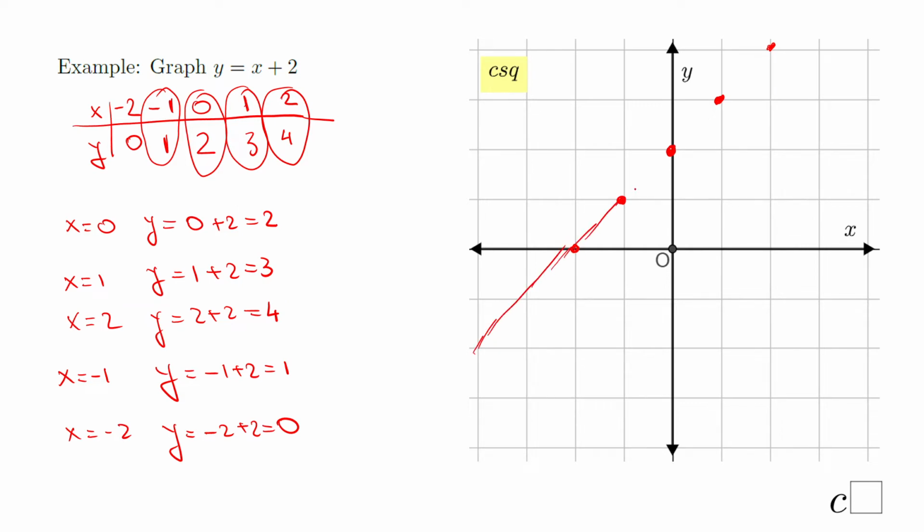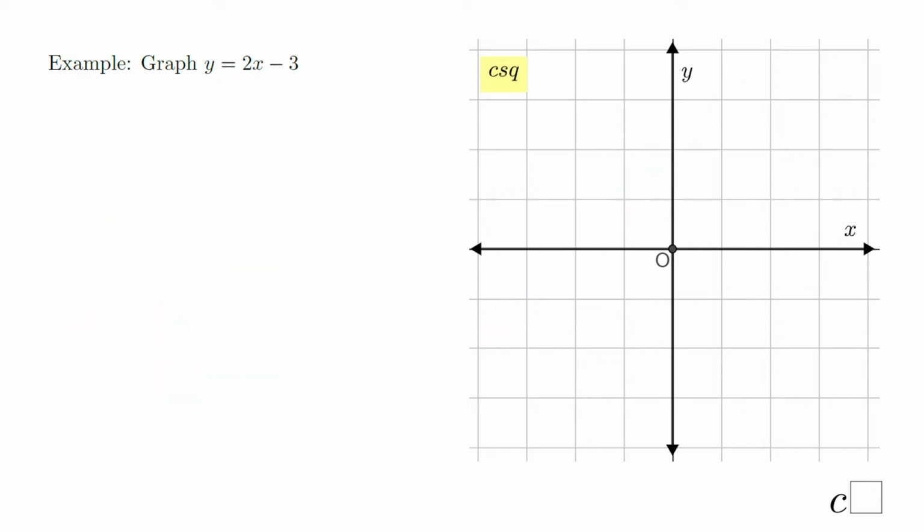You notice I go through these points, and you want to put an arrow. This is the graph of y equals x plus 2 using a table.